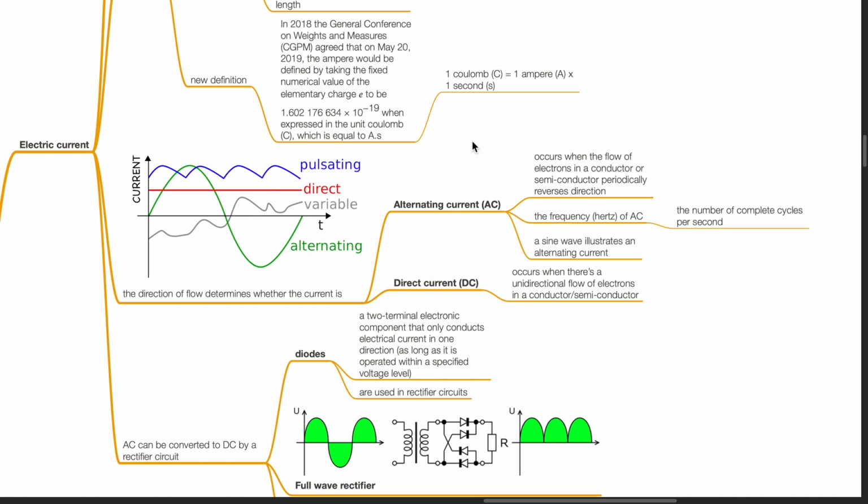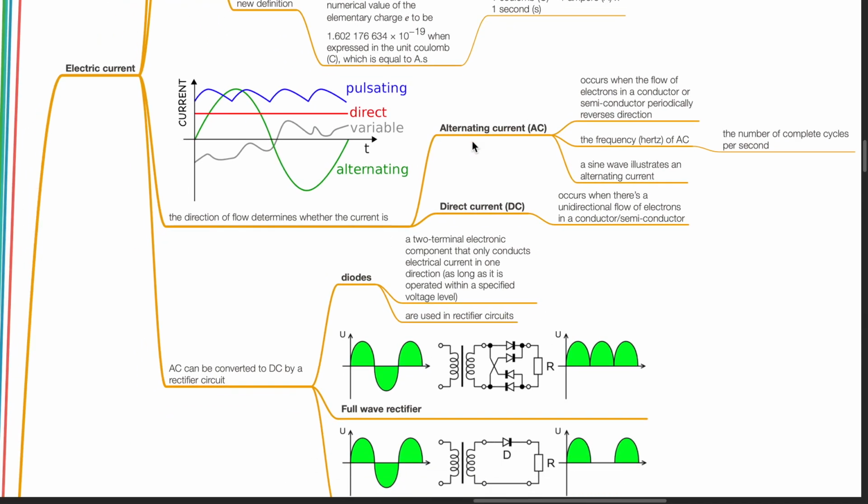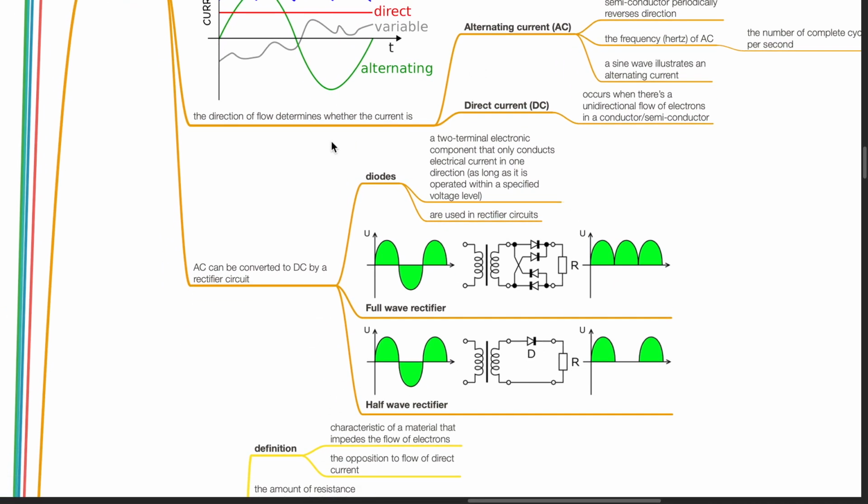Direct current, on the other hand, occurs when there is a unidirectional flow of electrons in a conductor or semiconductor. AC can be converted to DC by a rectifier circuit. Diodes. A diode is a two-terminal electronic component that only conducts electric current in one direction, as long as it is operated within a specific voltage level. Diodes are used in rectifier circuits.